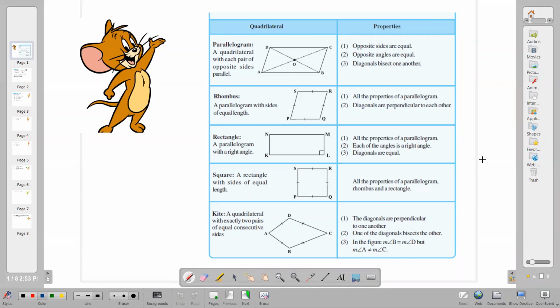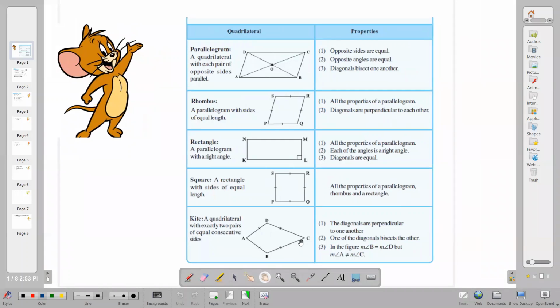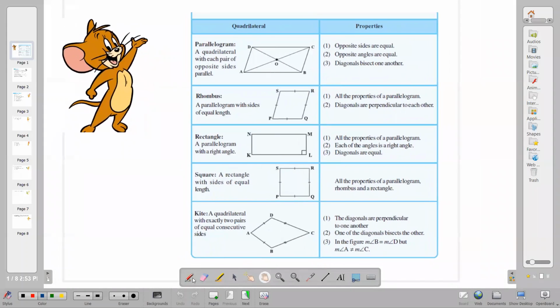In last class, we did properties of quadrilaterals. So let us revise first. What are the properties of a parallelogram? In a parallelogram, opposite sides are equal. Opposite angles are equal, and diagonals bisect each other.